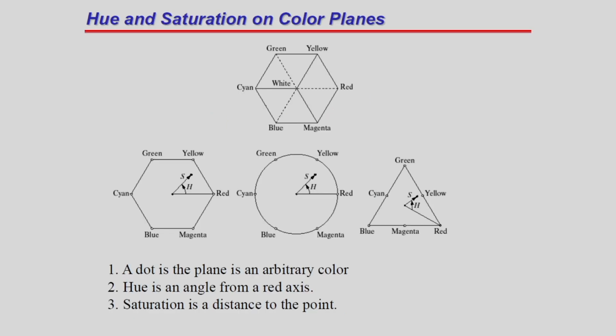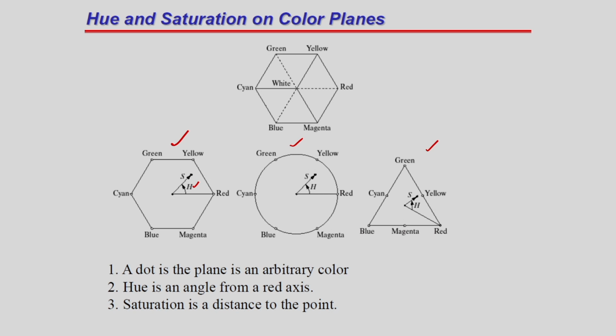And in this case I have shown some models to represent hue and saturation on color planes. The first one is the hexagon model, the second one is the circle model, and the third one is the triangle model. The concept is the same, the reference axis is the red, and I am considering the angle with respect to the red axis, that is the hue, and saturation is nothing but the length of the vector. In this diagram the saturation is the distance to the point, that is the length of the vector. Hue is an angle from the red axis.